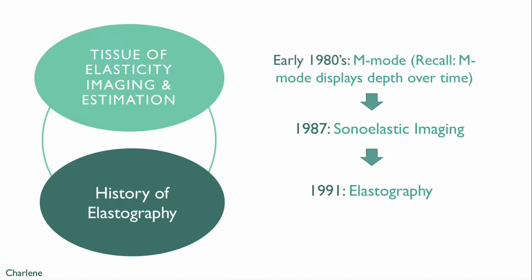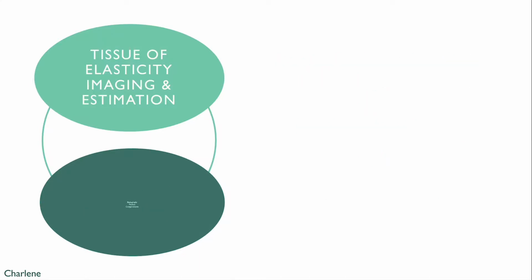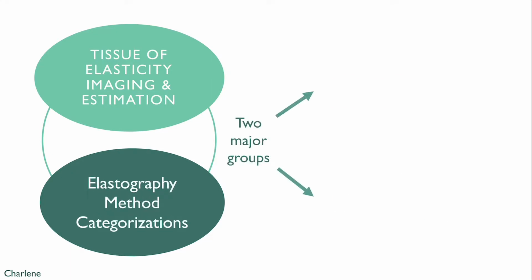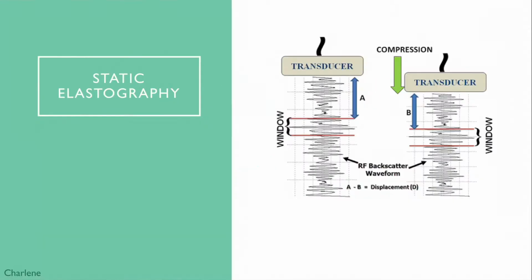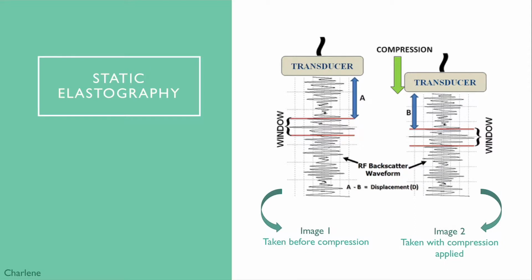So elastography, which is the topic of our presentation, is simply defined as true tissue elasticity imaging that can be categorized into two methods, which are either quasi-static or dynamic. Quasi-static, or just static elastography, was the method that was first used when elastography was developed in 1991 and is based on the imaging of tissue before and after compression, which is the first method that we talk about. And dynamic elastography is imaging of tissues as a vibratory wave travels through it, which will be later discussed by Mitch.